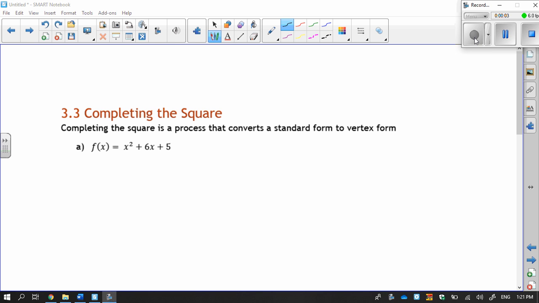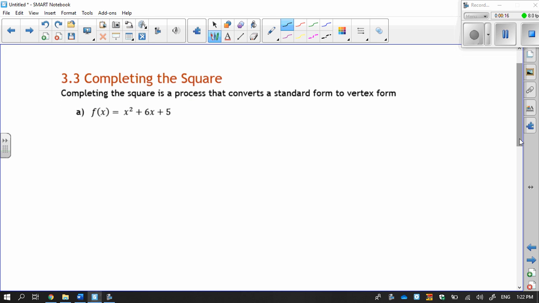All right, this is 3.3, completing the square. So in that last section, we went from vertex form to standard form. Now we're going to convert from standard form to vertex form. This is an entirely new process, so pause the video as often as you need to as we go through this. Really take your time with this, okay?